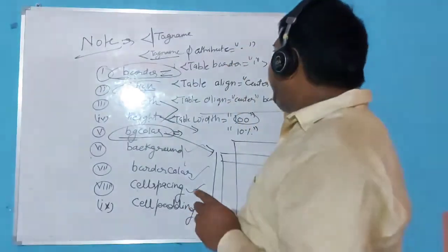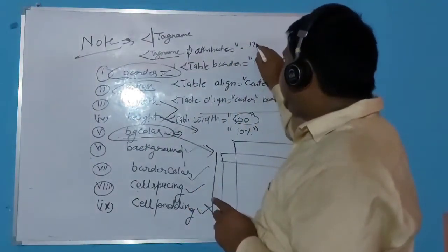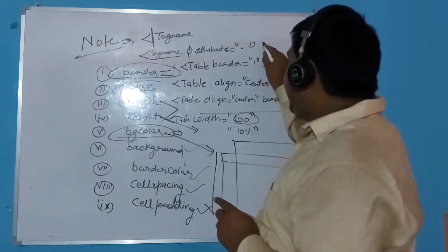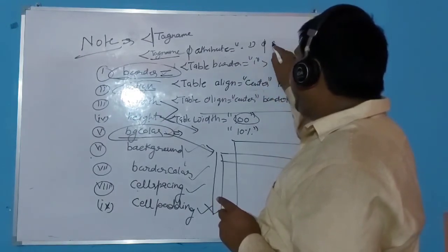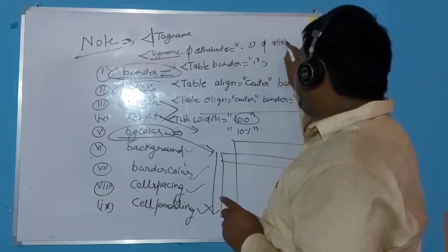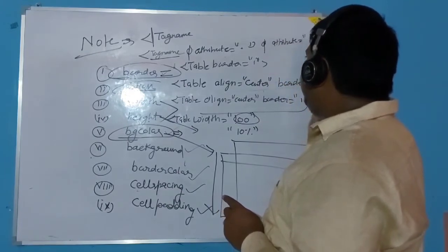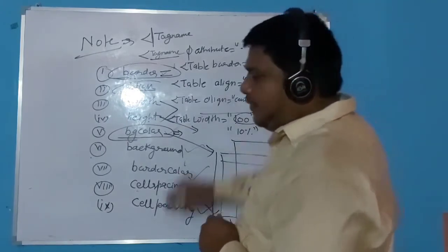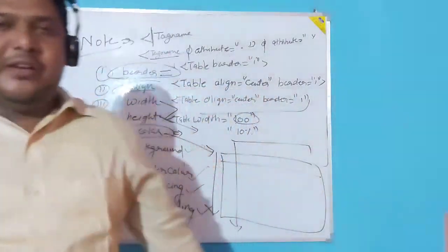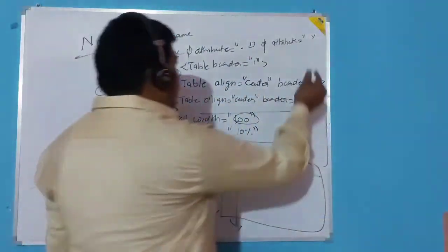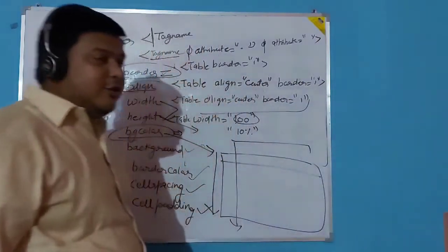Then, if we have to use another attribute, after the closing double quotes I will give one space again. Again I will write another attribute is equal to value. Like that we will do. And when we have finished our attributes, I will close the angle bracket. So this is the way.